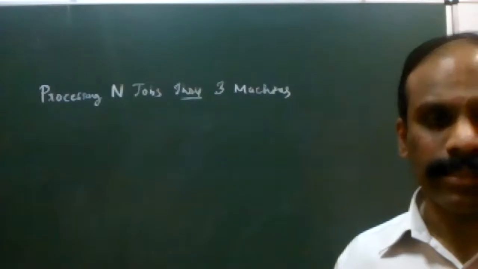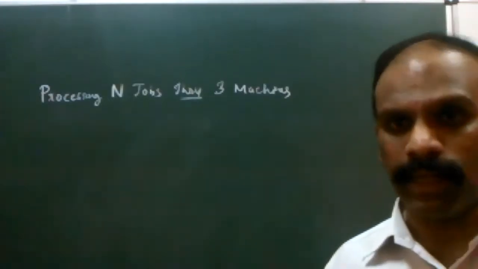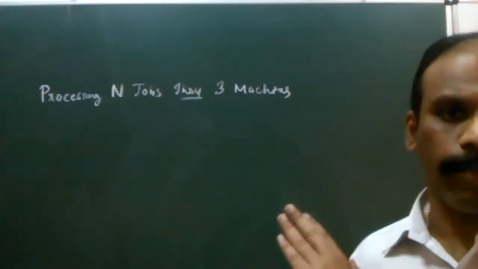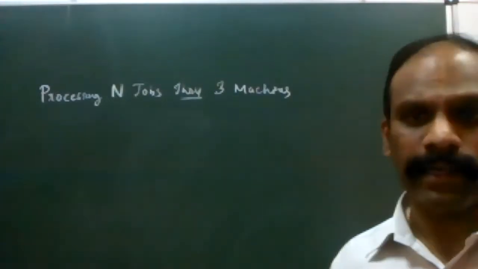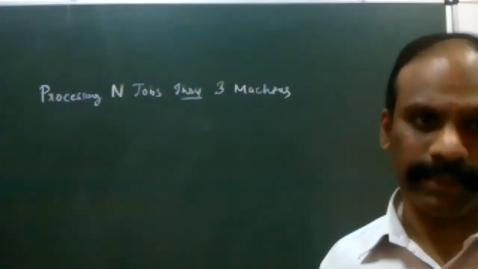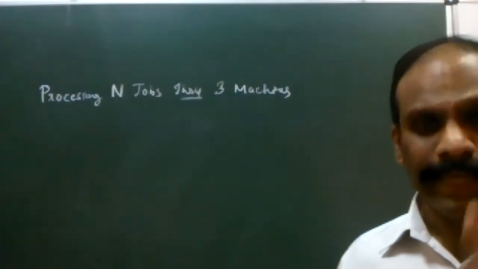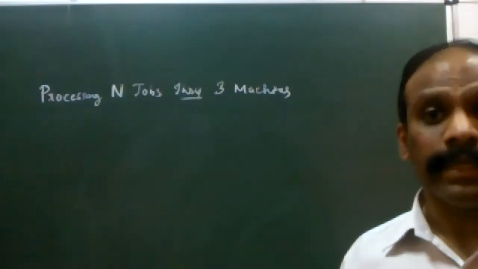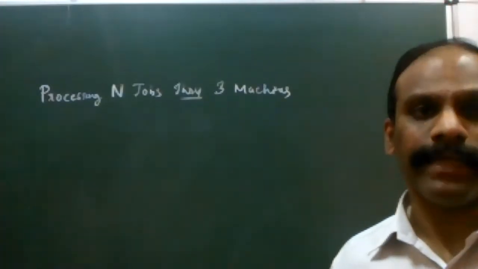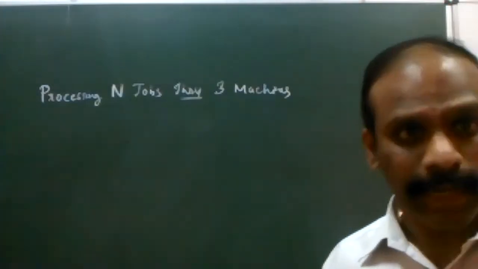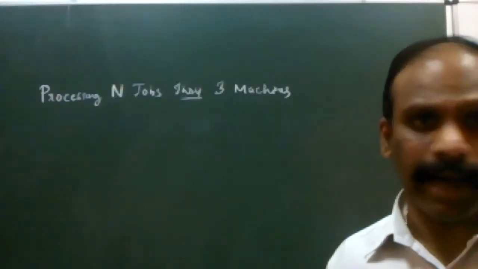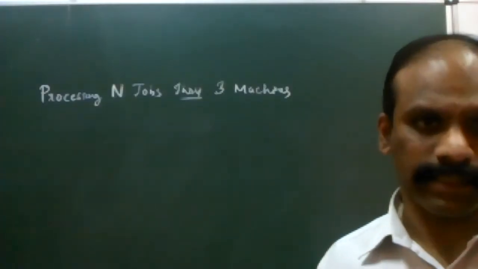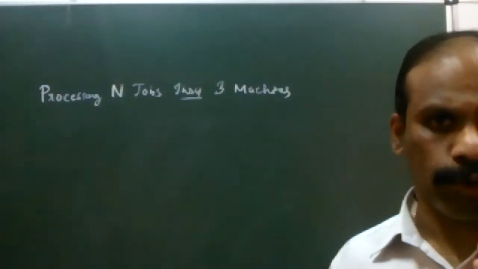Once Johnson's rule is successfully implemented, then we can solve the problem for calculating the idle time and elapsed time by the regular method. So the conversion of a 3 machine problem to a 2 machine problem is confined only to applying Johnson's rule. Beyond that, this 2 machine problem will have no relevance. That is basically what you're supposed to understand here.